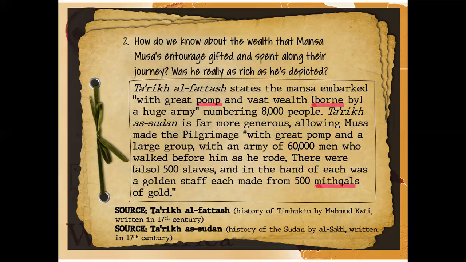But how do we know? Was he really as rich as he's depicted? Let's find out. So once again, we have a news source here, and taking a look, we see at the bottom that we have Tariq al-Fattash again. That was that History of Timbuktu by Mahmud Kati, written in the 17th century. That'd be the 1600s. And then Tariq as-Sudan, which is the History of the Sudan, the same area, by al-Sadi, written again, the same time period, 17th century.